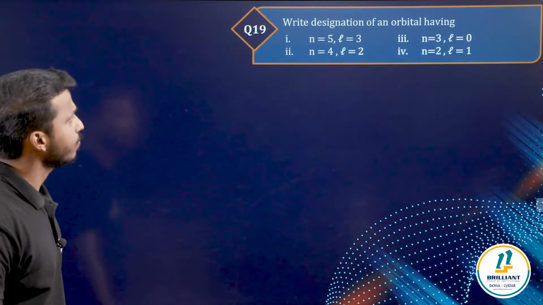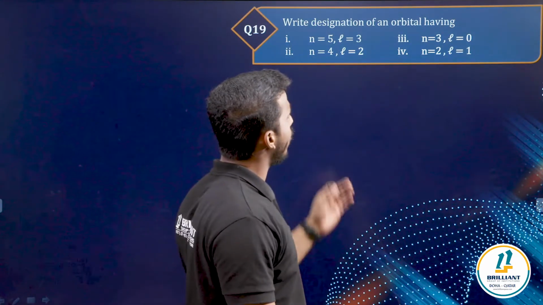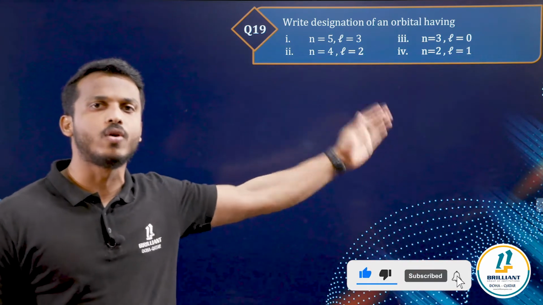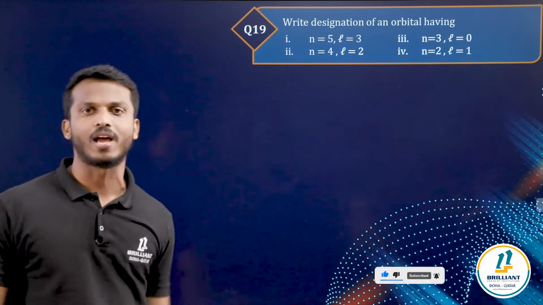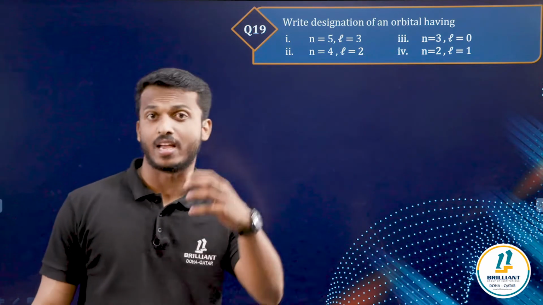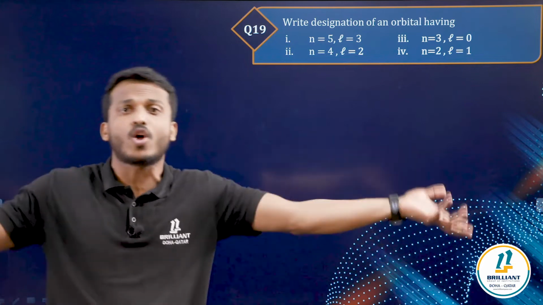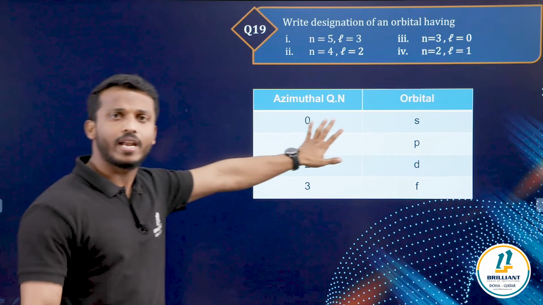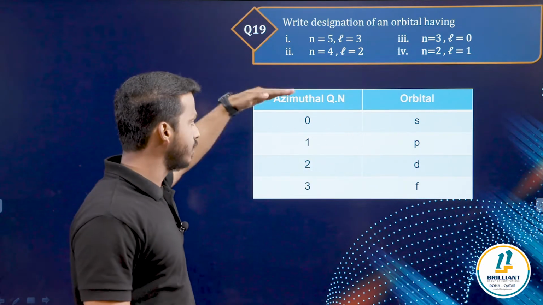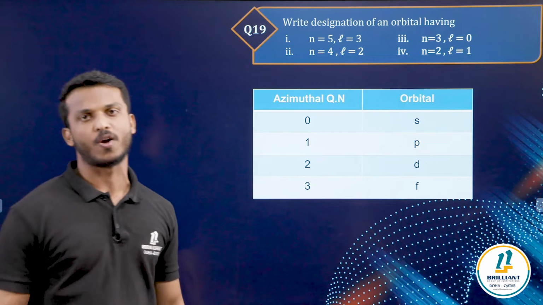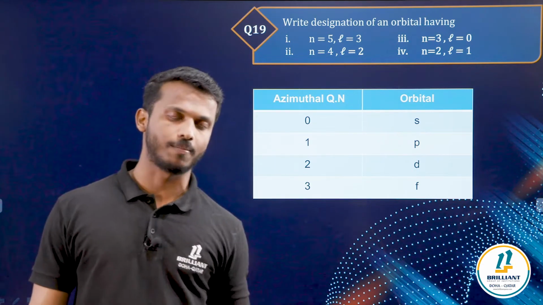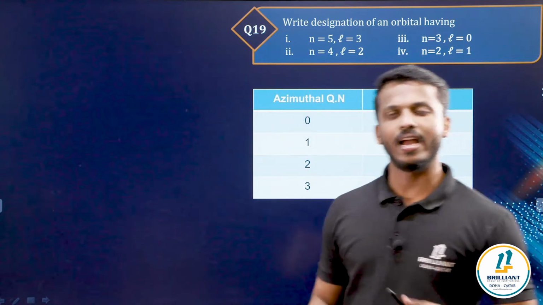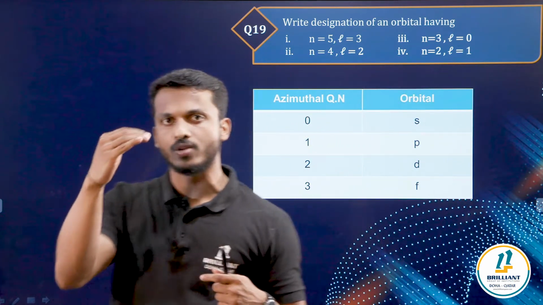Question number 19. Write the designation of an orbital having the given principal quantum number n equal to some value and azimuthal quantum number l equal to some value. They're asking what orbital this is, like 1s, 2s, 2p, 3s, 3p. We need the help of the azimuthal quantum number, l. If the value is 0, 1, 2, 3, it corresponds to the orbitals s, p, d, f. Fix it in mind: l starts from 0, 1, 2, 3.